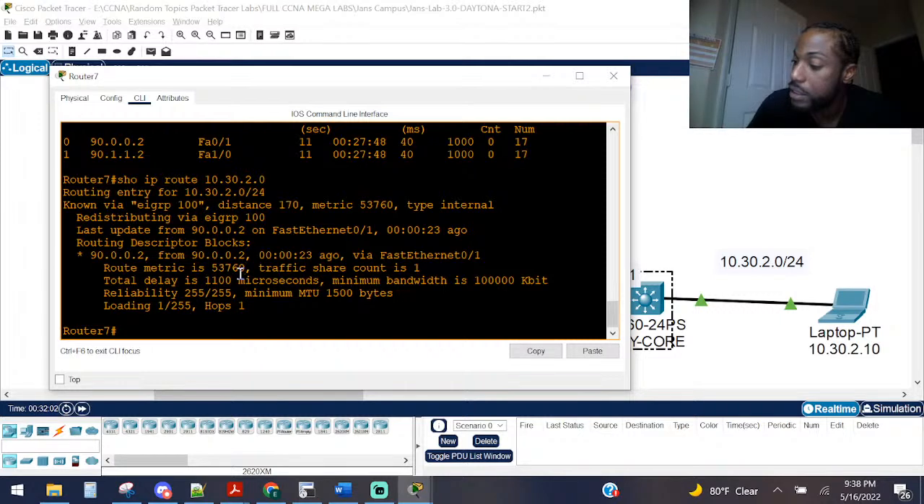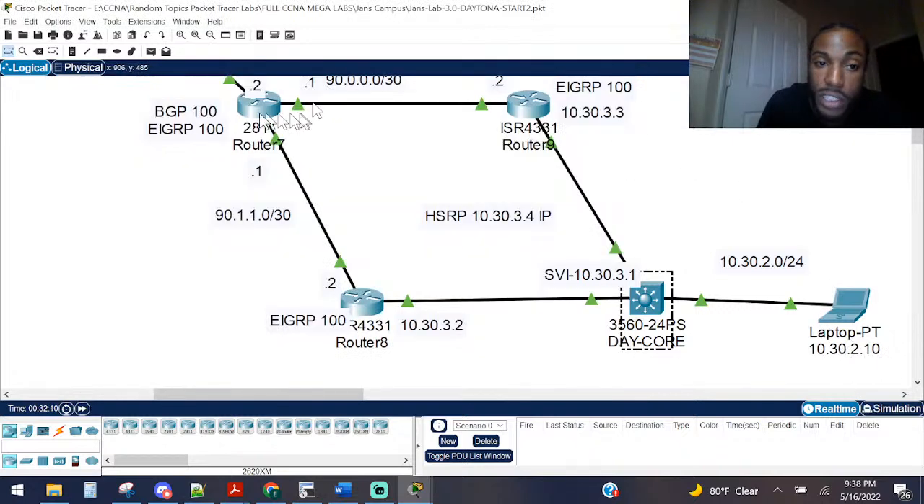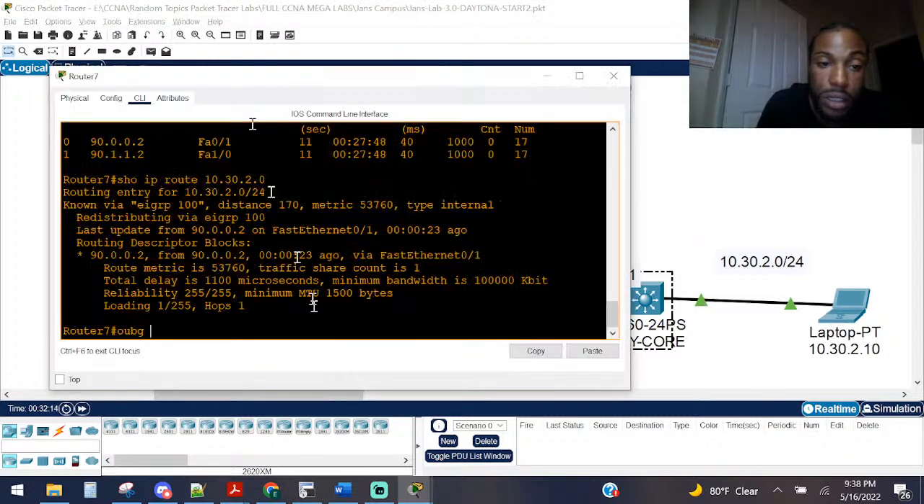I got so many windows open. Ping, what is it? The laptop over there is 10.32.10, right? So for anybody that's watching, router 7 is going to try to ping that laptop in Daytona. What was I typing over there?